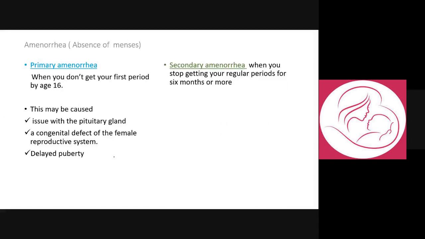Secondary amenorrhea is when you stop getting your regular periods for about 6 months or more. So you had started with your periods, but suddenly they have stopped and they are not coming for about 6 months or more, and you are not pregnant. Then it is a case of secondary amenorrhea, and a possible cause of it could be anorexia nervosa.